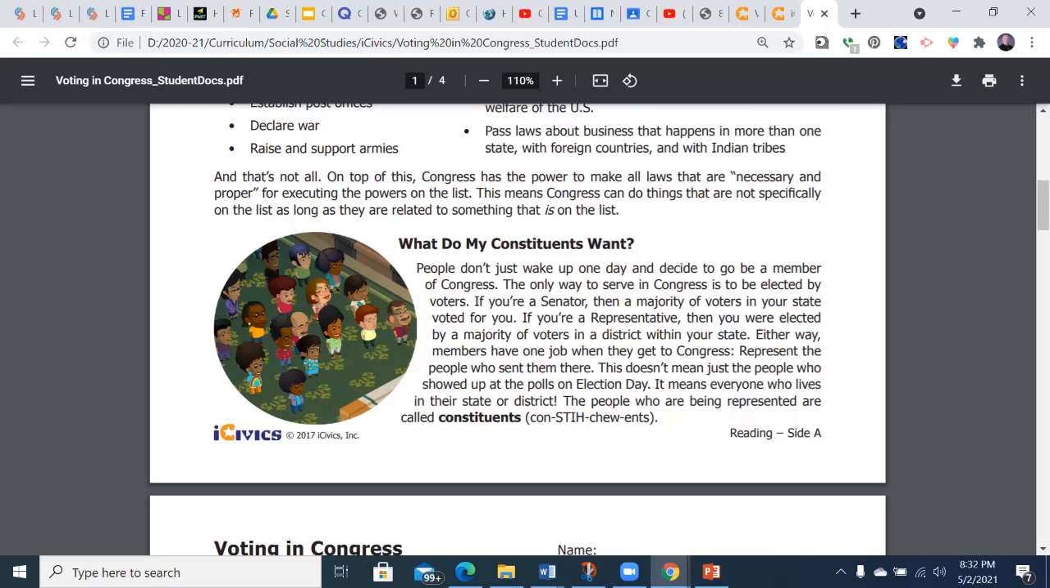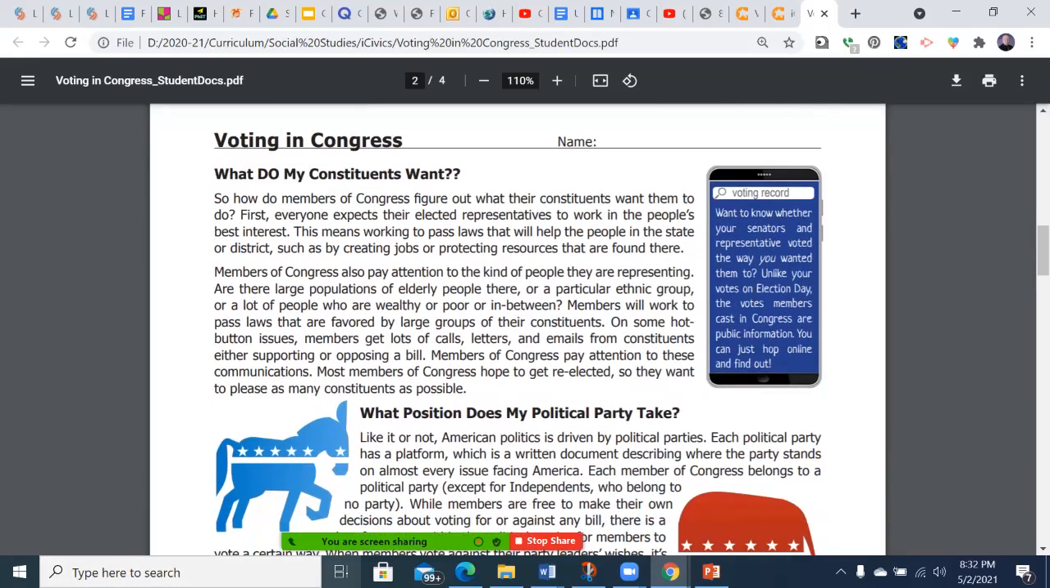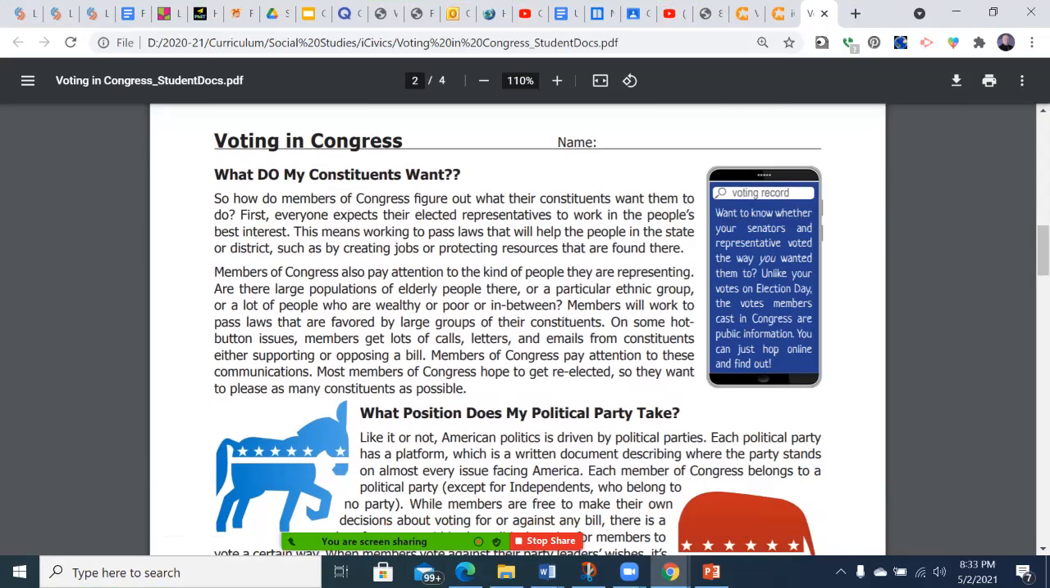This doesn't mean just the people who showed up at the polls on election day. It means everyone who lives in their state or district. The people who are being represented are called constituents. Next, what do my constituents want? So how do members of Congress figure out what their constituents want them to do?